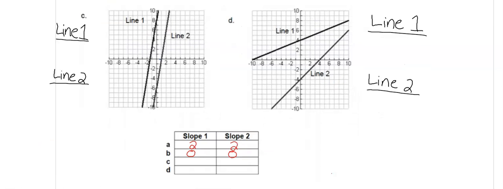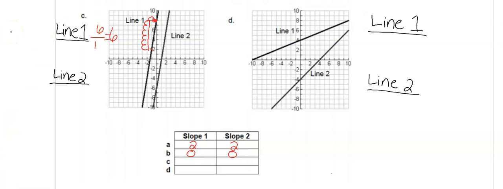Okay, so now let's go ahead and look at our third graph, graph C. So if we look closely at this for line 1, we have a perfect point right here at negative 1, 2, and at our y-intercept at 0, 8. So to find our slope, we have our rise over run. We're rising up 1, 2, 3, 4, 5, 6 spots, and we're running to the right 1. So our slope for line 1 is just 6.